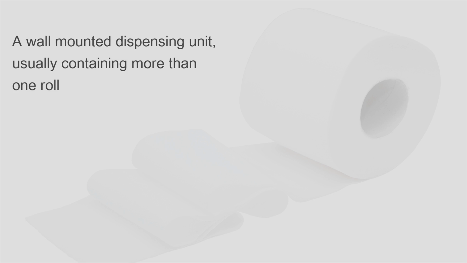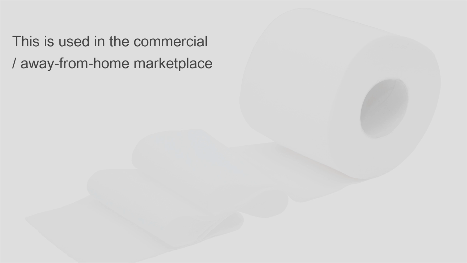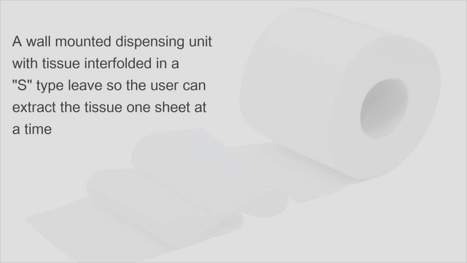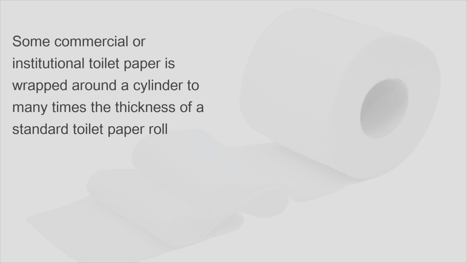A wall-mounted dispensing unit, usually containing more than one roll. This is used in the commercial/away-from-home marketplace. A wall-mounted dispensing unit with tissue interfolded in a S-type sleeve, so the user can extract the tissue one sheet at a time. Some commercial or institutional toilet paper is wrapped around a cylinder to many times the thickness of a standard toilet paper roll.